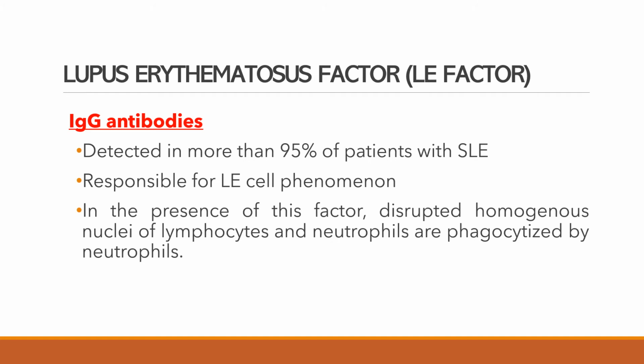The LE factor, which is one of the requirements for the LE cell formation, is usually IgG in nature. It is an IgG antibody, and it is detected in more than 95% of patients with SLE. This is responsible for the LE cell phenomenon. In the presence of your LE factor, disrupted homogeneous nuclei of lymphocytes and neutrophils are phagocytized by other neutrophils.